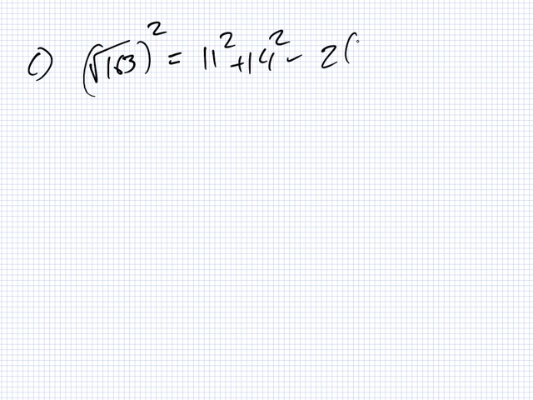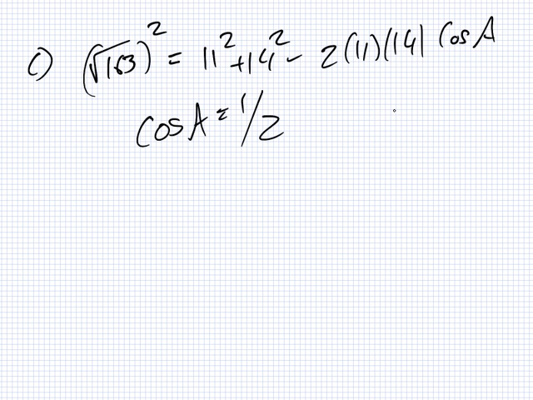Right, C now. Find angle A. Cosine rule. So, root 163 squared equals 11 squared plus 14 squared minus twice 11 times 14 cos A. 163 minus 121 minus 14 squared, divided by minus 2 divided by 11 divided by 14. Cos A equals a half. So A equals, in degree mode, what is it? 60.